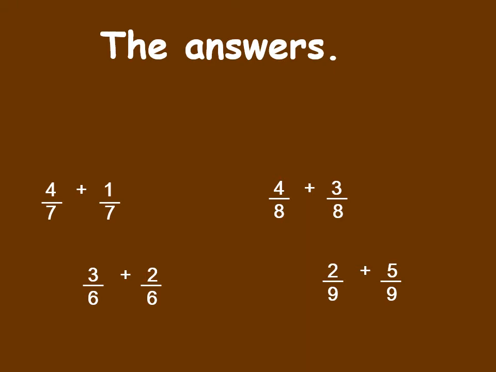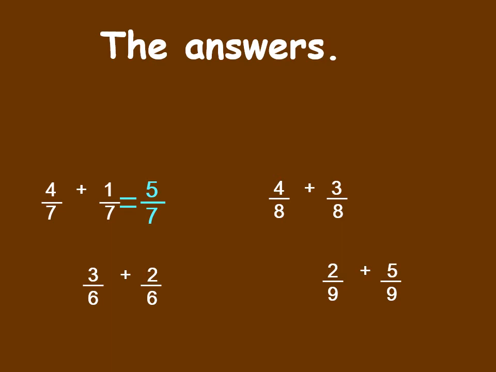Okay, not too difficult for us, I hope. The first one, 4/7 plus 1/7. Don't forget, we're only adding the numerator. Okay, the denominator stays the same because we are dealing with sevenths. So you should have an answer of 5/7.